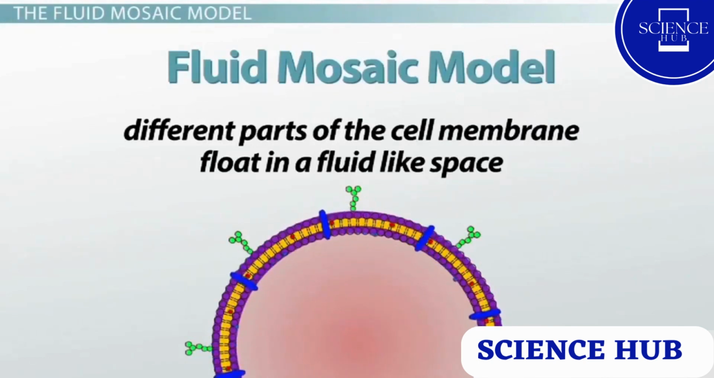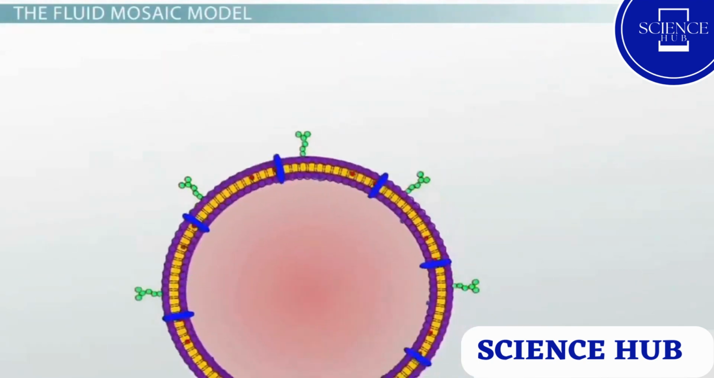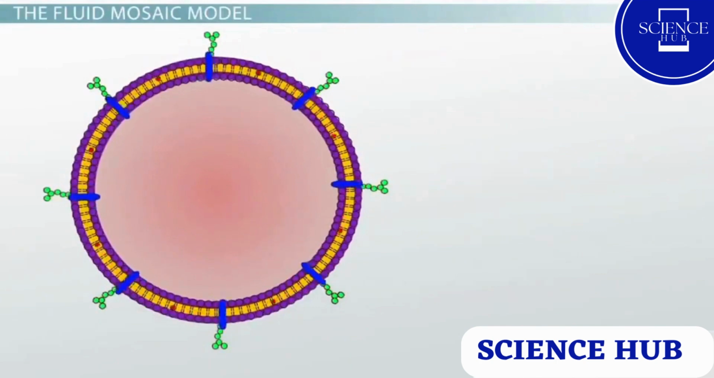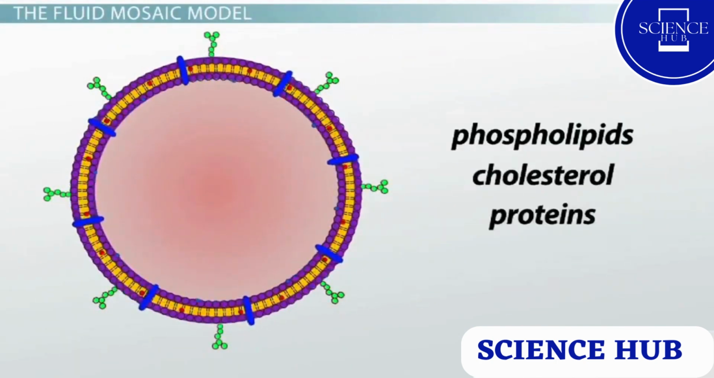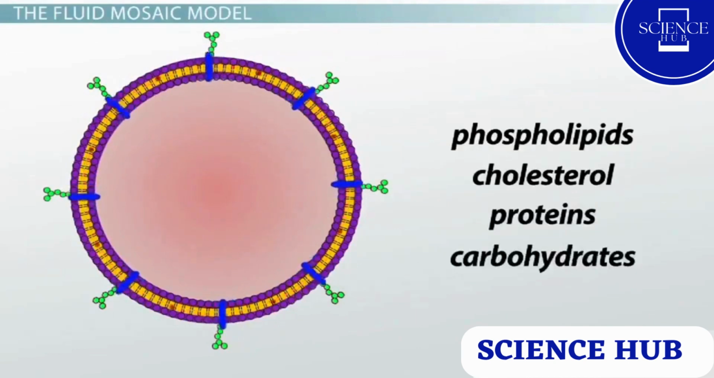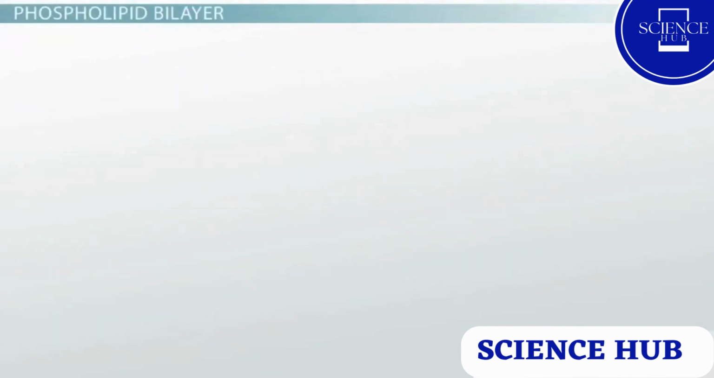Like it sounds, this model suggests that the cell membrane is dynamic or moving and asymmetrically scattered with different pieces, such as phospholipids, cholesterol, proteins, and carbohydrates, and that these different parts of the cell membrane float in this fluid-like space, moving laterally throughout the membrane. Let's start to build what this mosaic looks like around a cell.